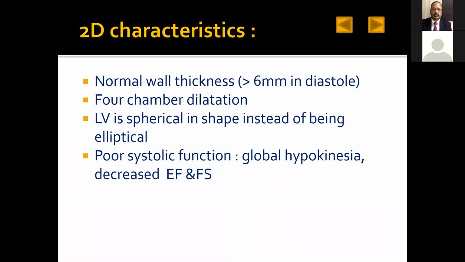To put in a nutshell, these are the 2D characteristics: normal wall thickness, four-chamber dilatation. The LV is spherical in shape instead of being elliptical, and there is poor systolic function, leading to global hypokinesia and decreased ejection fraction and fractional shortening.